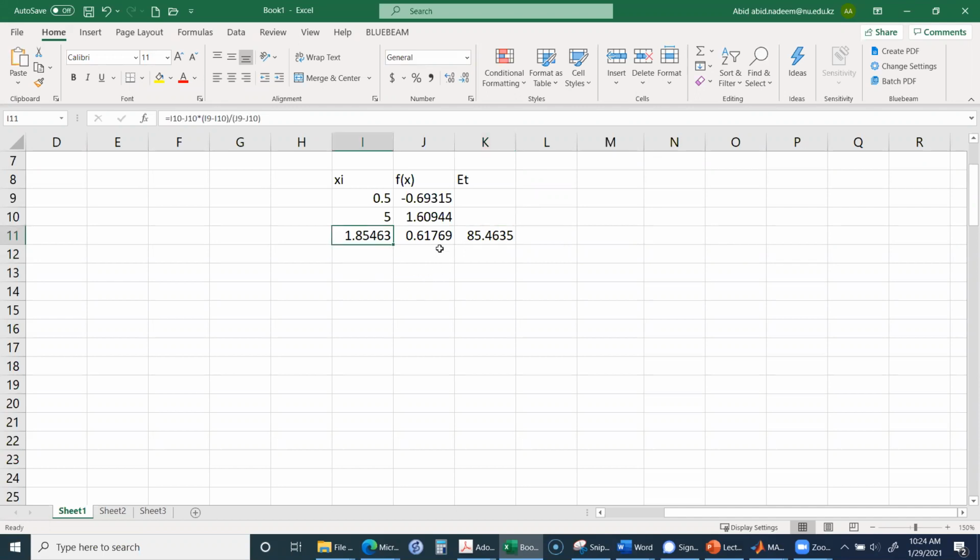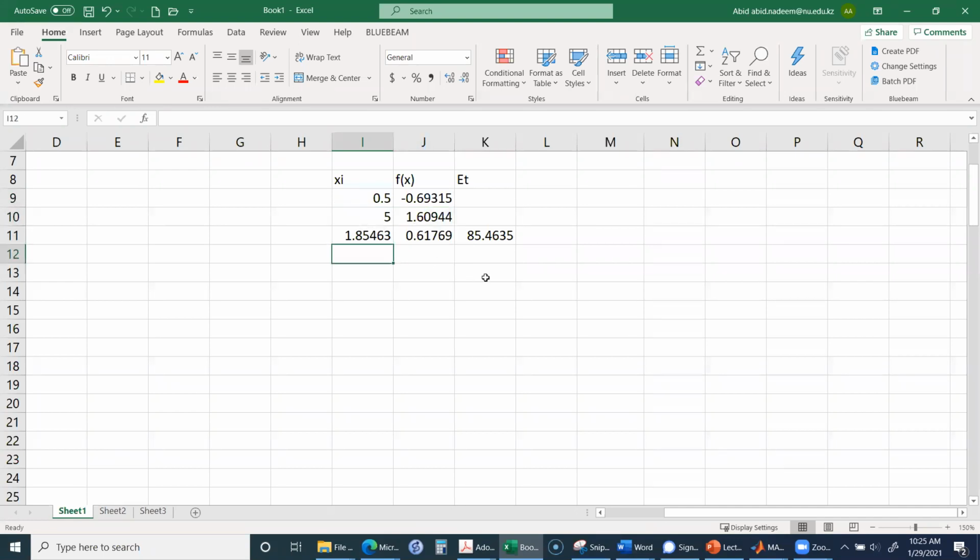Okay, so for the next iteration, because we are applying the false position method, we have to take these two pairs. Okay, because these two pairs now have values on the opposite sides. That means one of the function values is minus and the other is plus, because the false position method is the bracketing method. So for the bracketing method, we cannot take these two values.